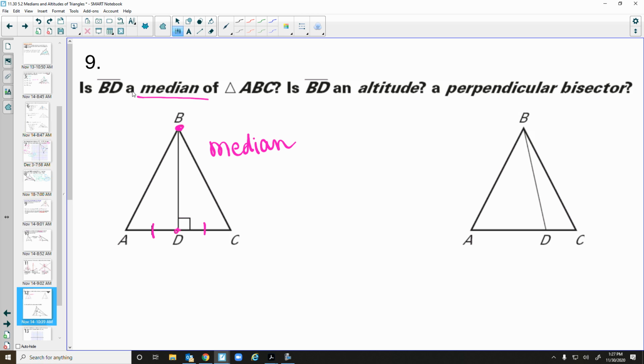Okay, altitude. Rules about altitude: vertex to the opposite side forming a right angle. It doesn't have to bisect anything. It just goes from the vertex to the opposite side forming a right angle. So, is that an altitude? Yes.